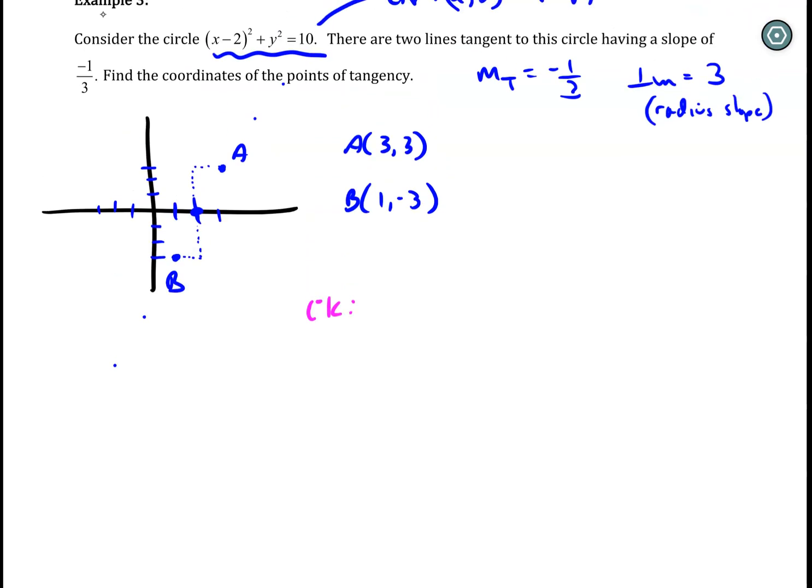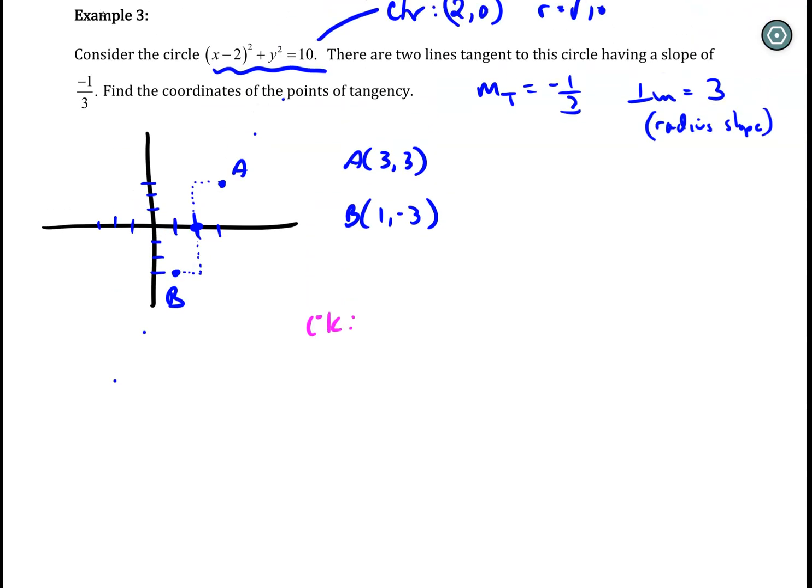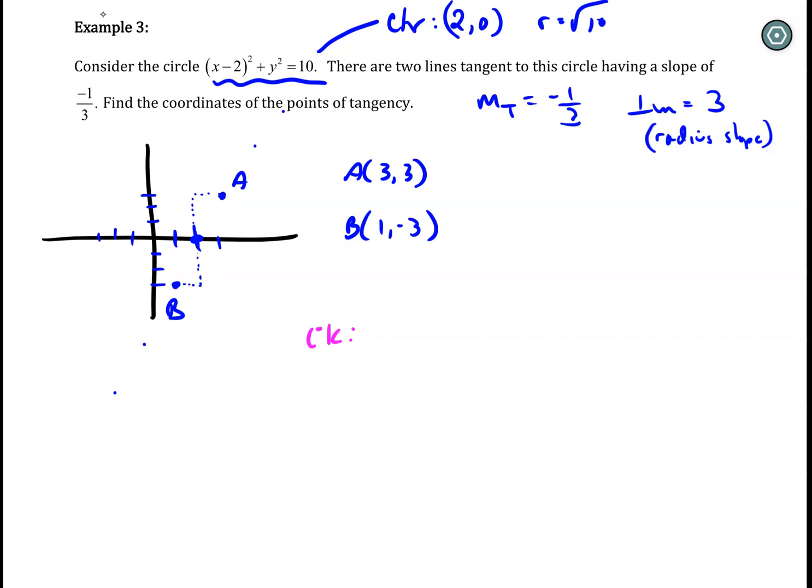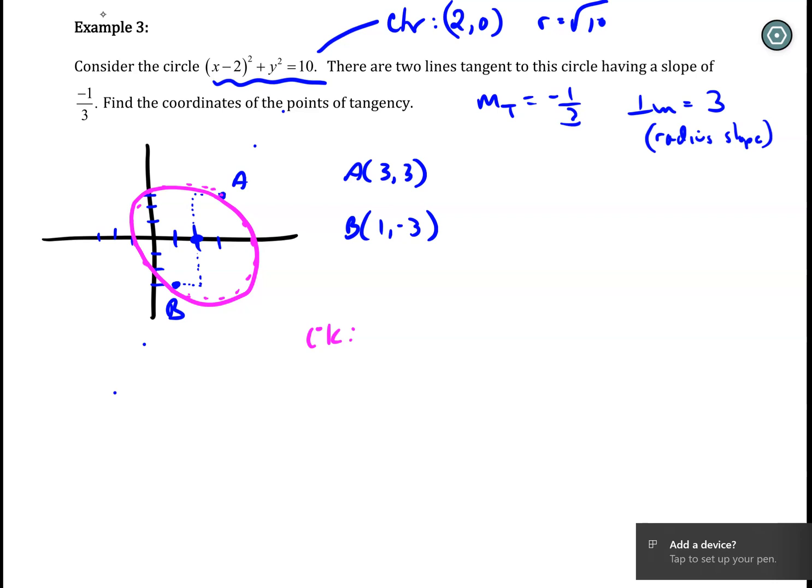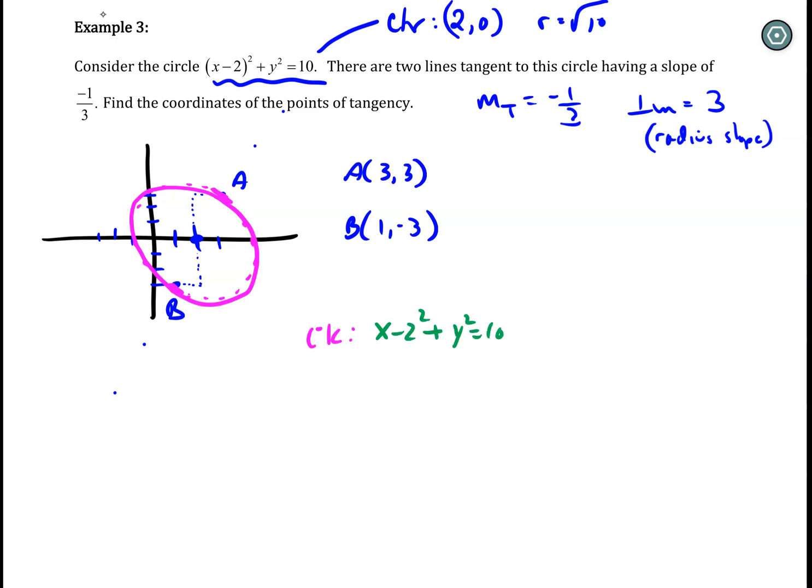All right, so all we need to know is that the points have to be on the edge of the circle. So if I was doing this, this would have to look something like this. Just real quick. So if that's the case, the tangent lines have to be on the edge of the circle. These points are on the circle, and tangent to them. So I'm going to plug these back into the original equation: x minus 2 squared plus y squared equals 10. I'm going to plug these numbers in.